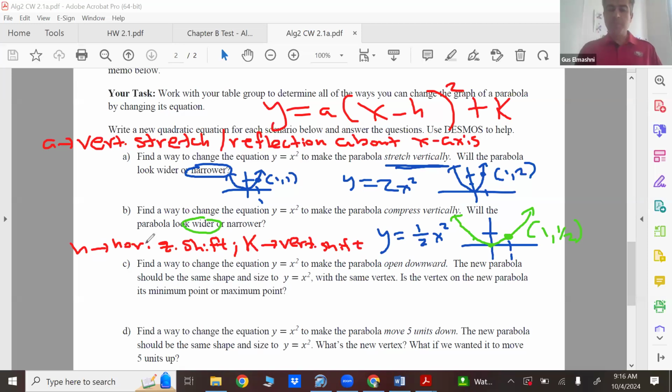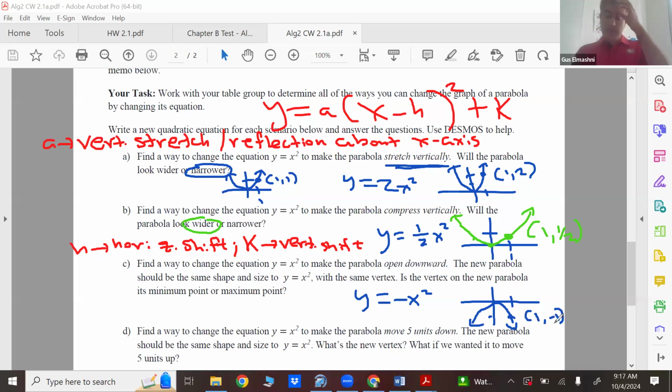Okay, let's take a look at part C. We want it to open down. So what should I say now? y equals what? Good, y equals negative x squared. So if I graph that, it's going to look like this now. And that's a crappy looking parabola, my apologies. So you get (1, -1).